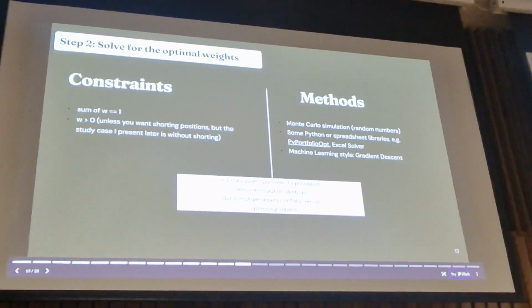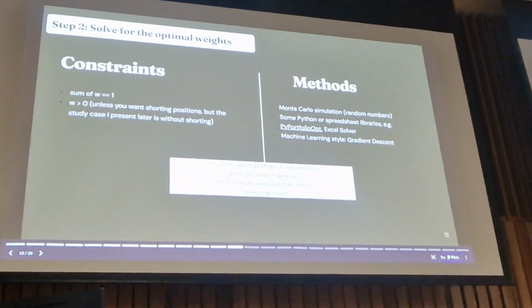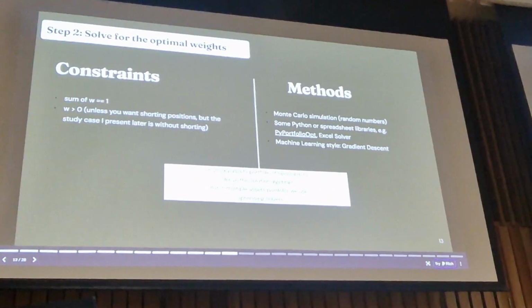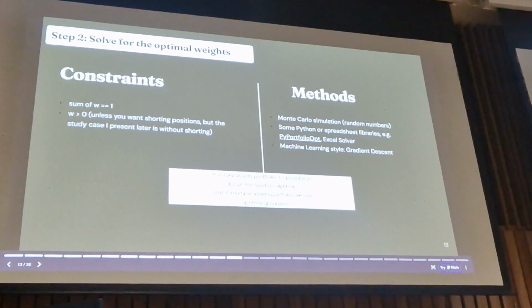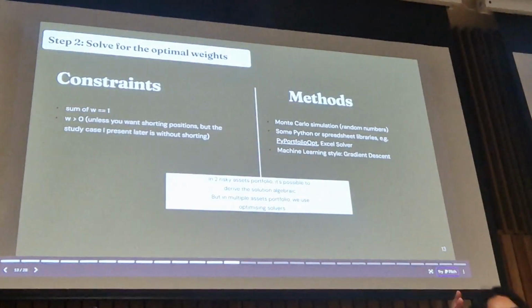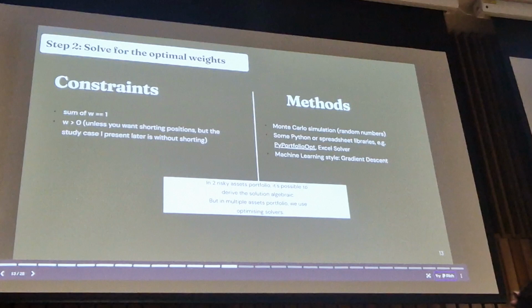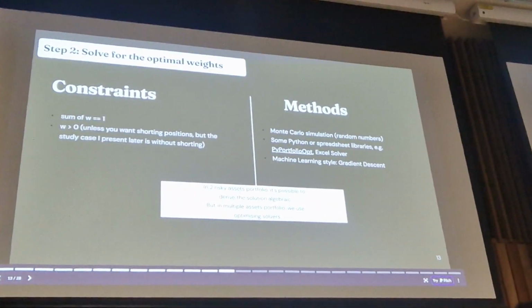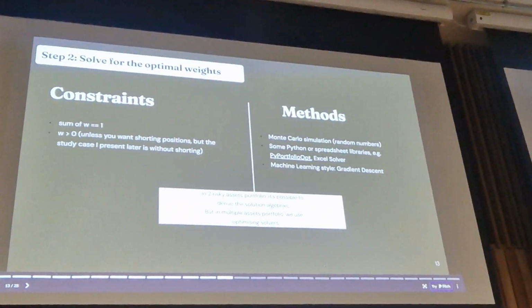So for solving for the optimal weights, we have at least two constraints here. First, the sum of the weights should be 1. Why? Because it's your portfolio; the total of the weights should be 1 or 100%, and each individual weight should be greater than 0 unless it's a shorting position.